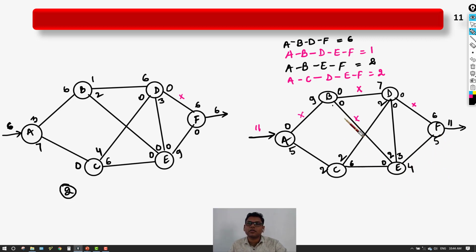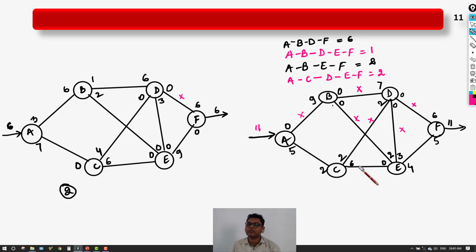Done. Now which path is over? D2 is over. So cross it. Clear. So now which one is remaining? 5 here is remaining. Still we can go here, but from D there is no other path to F. So this is now over. Cross this also. So the only path remaining is A to C and C to E.